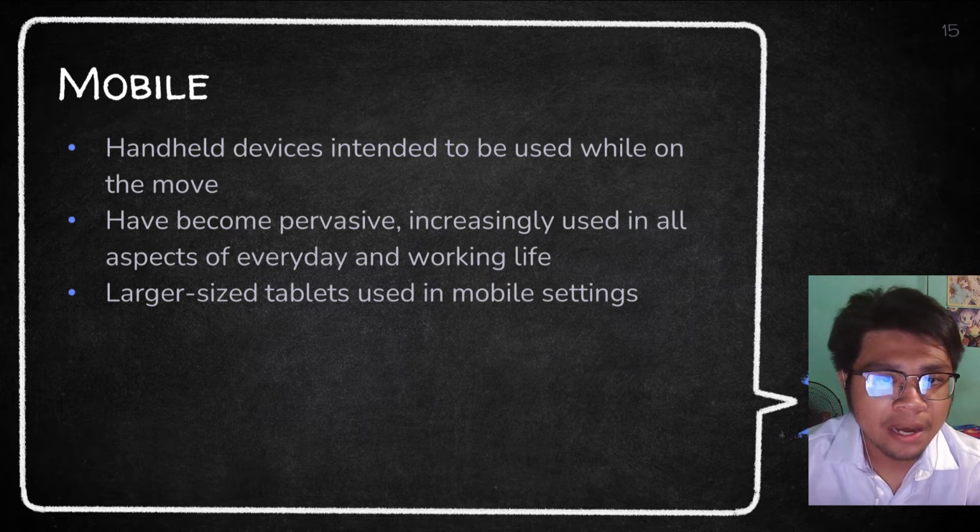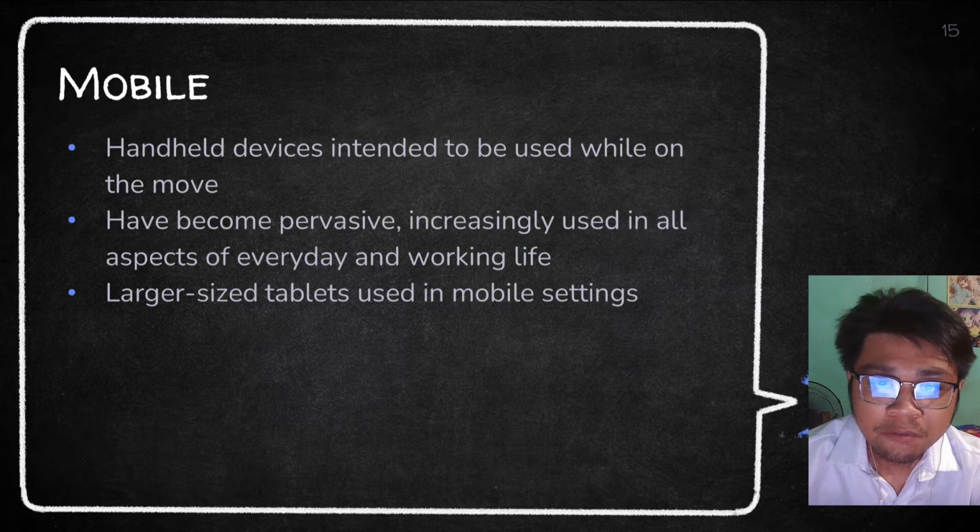Next, we have mobile. Mobile devices have become pervasive, with people increasingly using them in all aspects of their everyday and working lives, including phones, fitness trackers, and watches. Customized mobile devices are also used by people in a diversity of work settings, where they need to access real-time data or information while walking around. Larger size tablets are also used in mobile settings.